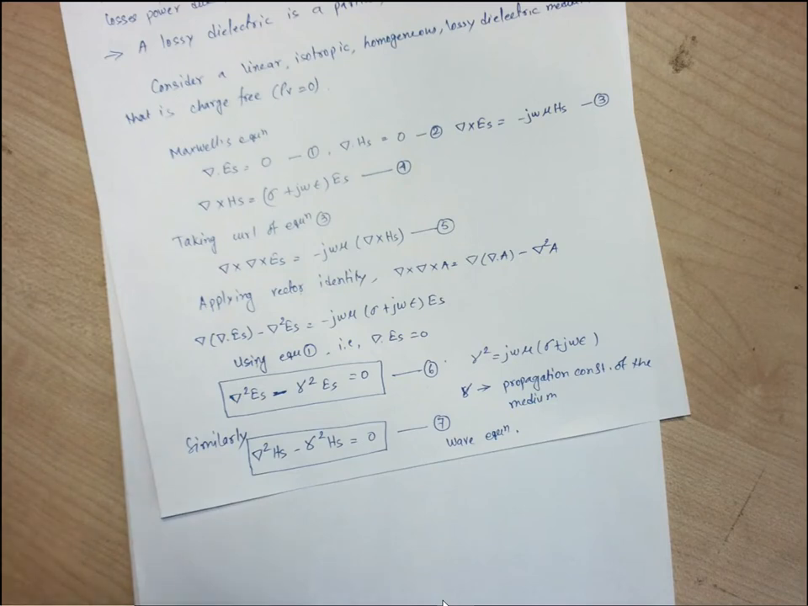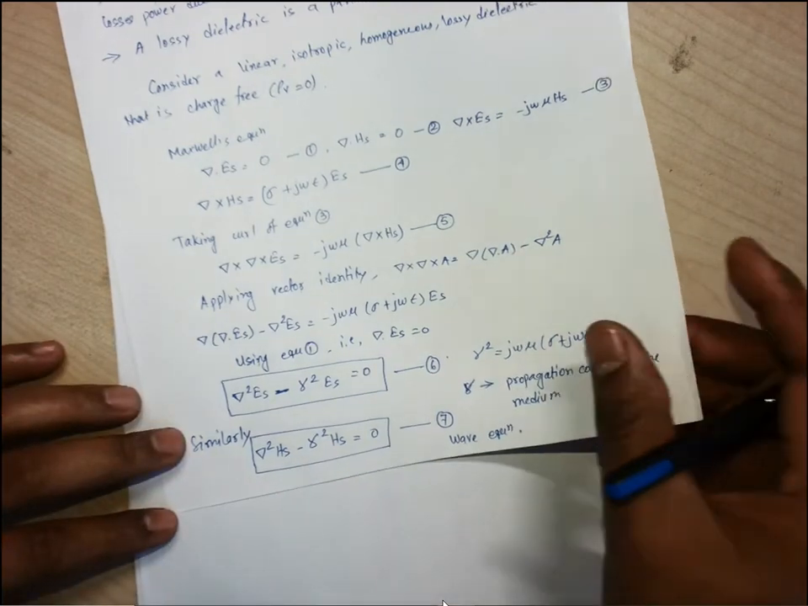Our wave is propagating in the z direction, so on the transverse plane, the plane perpendicular to the direction of propagation, we have the electric field and magnetic field, and both of them lie on that plane. So I'll show you how. Let us write these wave equations in Cartesian coordinates. We are taking the simplest coordinate system for better understanding.